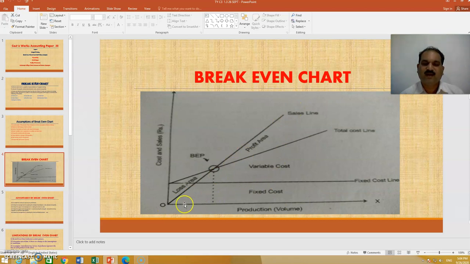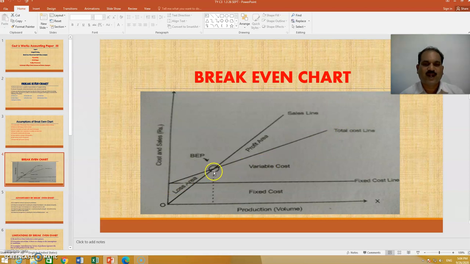I explain it again. On the x axis, we have production, that is volume. On the y axis, we have cost and sales. Now, parallel to production volume, we have to draw the next line, that is the fixed cost line. From the production line, the cross line will be known as the sales line, whereas from the fixed cost line, we have a line called the total cost line.